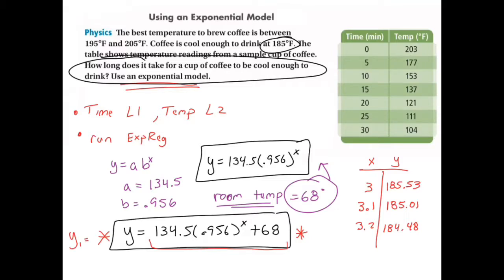So if you go to second window and change your rate of change on your window to 0.1, then you can start seeing these other values. And you're going to see that right around 3.1 here, it's really, really close to 185. So after about 3.1 minutes, you're seeing that this coffee should be cool enough to drink.